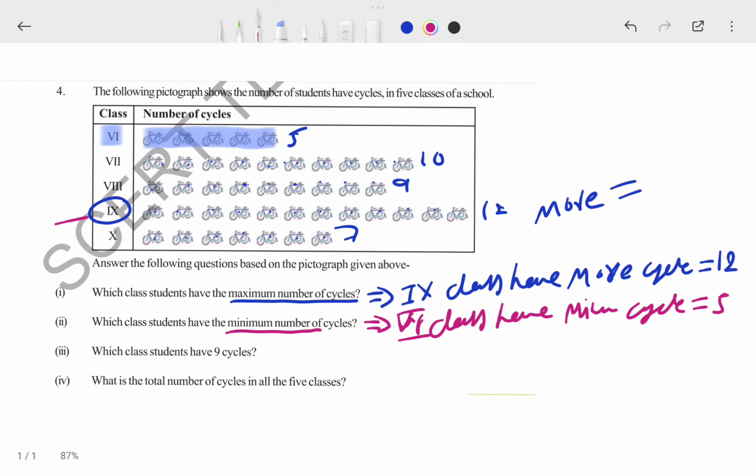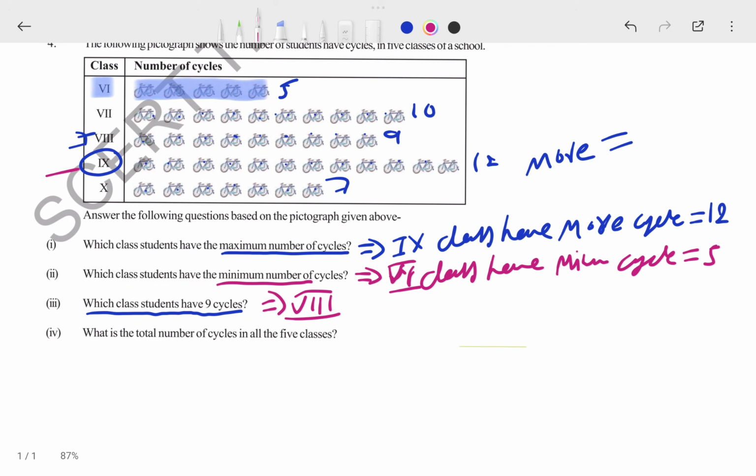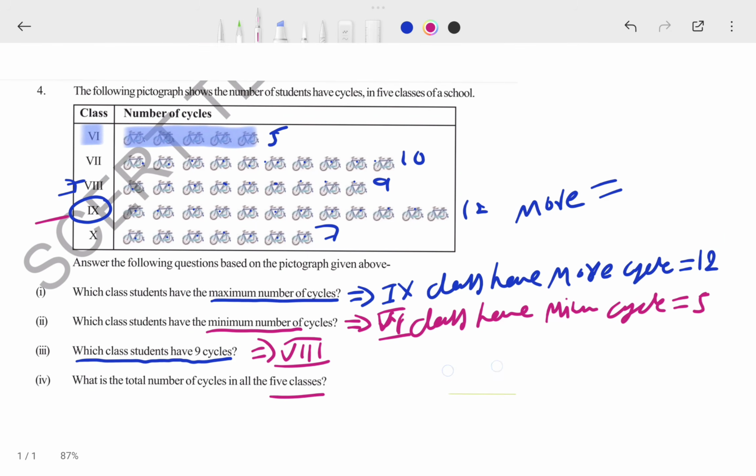Now let's talk about this question. This question is asking which class students have 9 cycles. 8th class students have 9 cycles. So you will write 8th class. Next, what is the total number of cycles of the 5 classes? So this is 1 class, 2 3 4 5. How many cycles do they have?